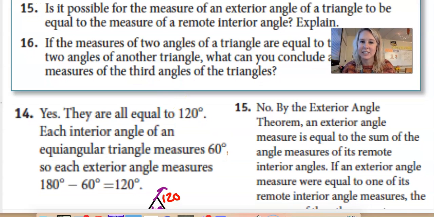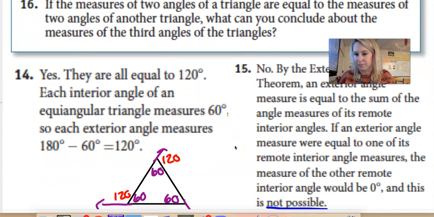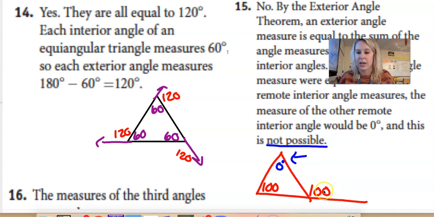Number 15. Is it possible for the measure of an exterior angle of a triangle to be equal to the measure of a remote interior angle? Explain. The answer is no. So the exterior angle has to be the sum of 2 remote interior angles. So if an exterior angle equals a remote interior angle, that leaves the other angle to be 0, which is physically impossible. You have to have a measurement for that. So that does not work out. So an exterior angle cannot equal a remote interior angle. It has to equal the sum of them both added together. So that would not work out.